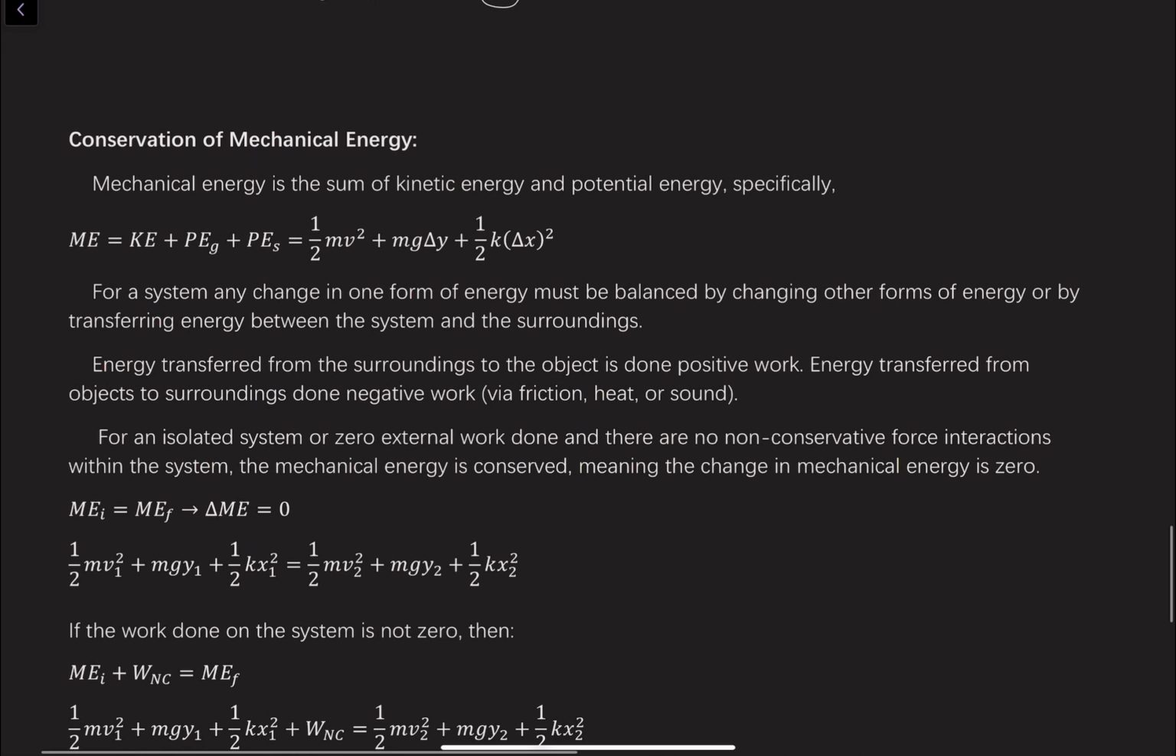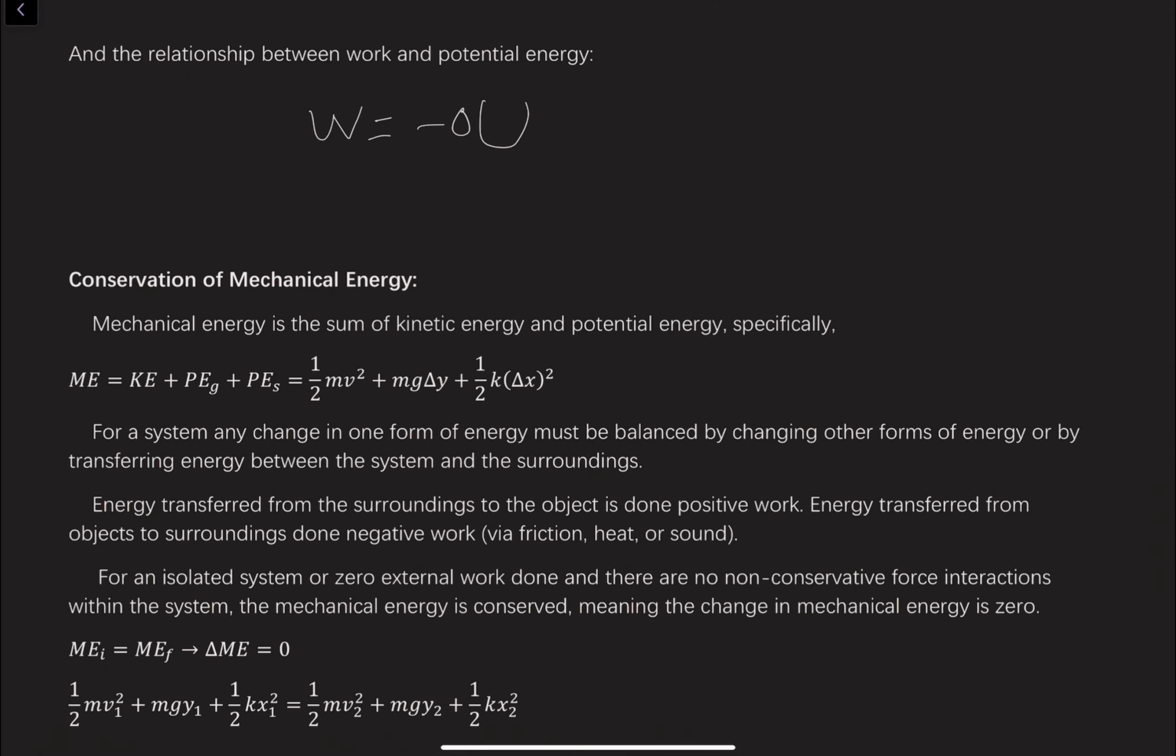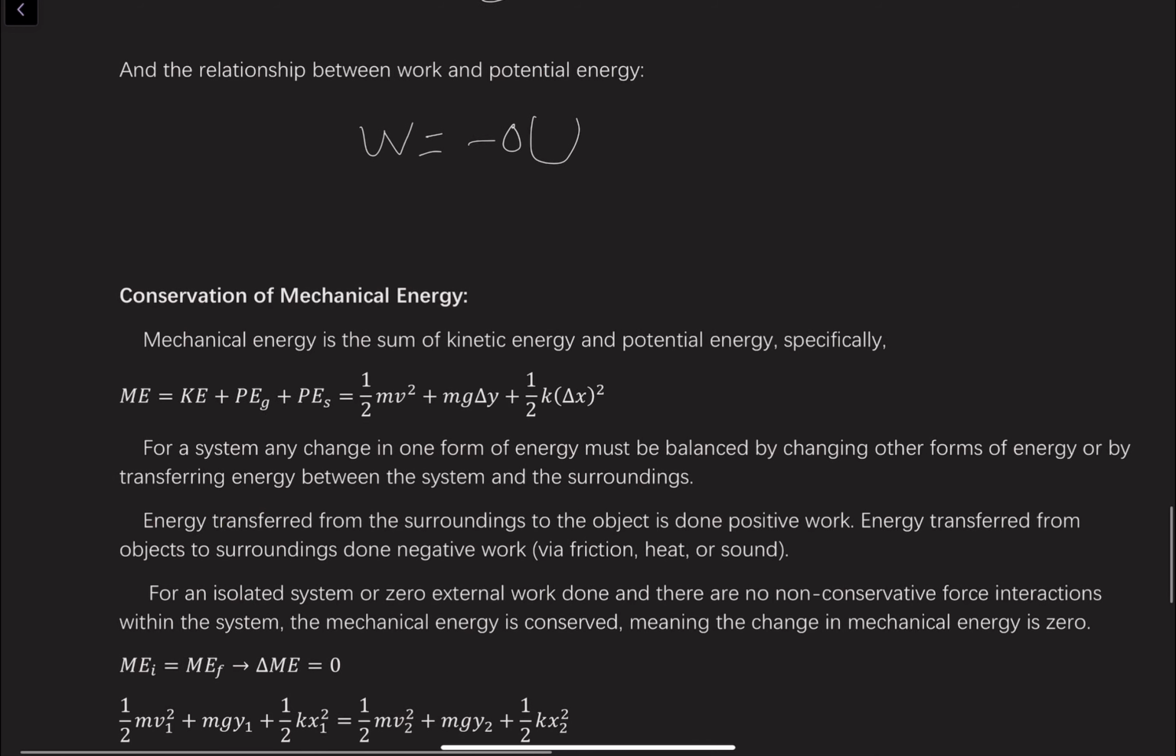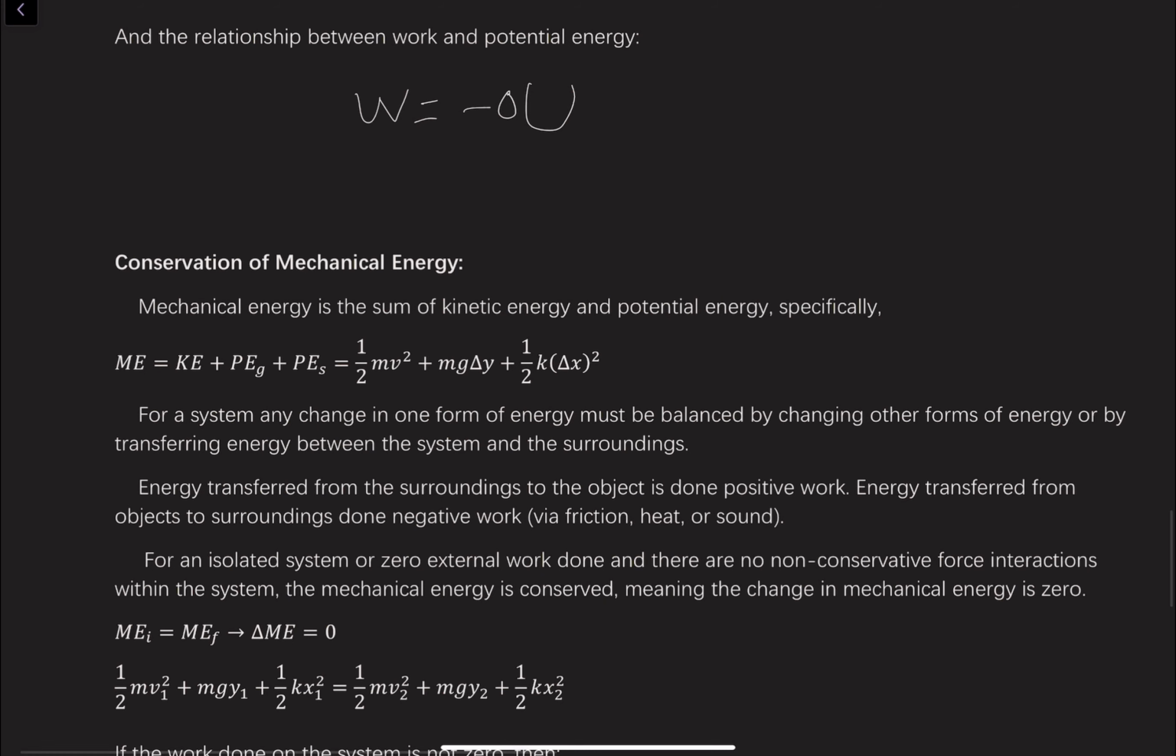And let's talk about conservation of mechanical energy. Mechanical energy is the sum of kinetic energy and potential energy. So there's kinetic energy, and there are two potential energies, gravitational potential energy and spring, or elastic, potential energy. You can write it as 1/2 mv squared plus mg delta y plus 1/2 kx squared. For a system, any change of one form of energy must be balanced by a change in another form of energy or by transferring energy between the system and the surroundings.